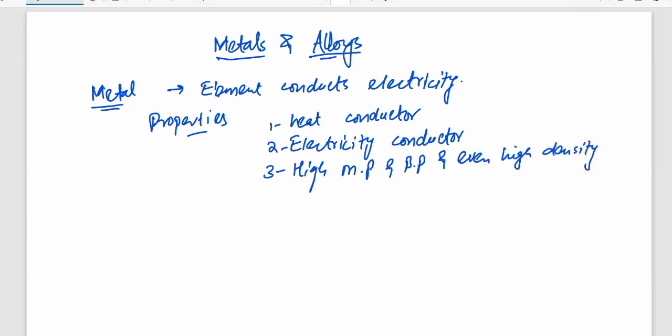Density means mass per unit volume. It's very dense. Its particles are arranged very closely, so they have much more mass per unit volume. And the fourth thing is that these are malleable. Malleable means when we hammer them, they convert into sheets. And ductile means when we draw them, they convert into wires. This is called ductility. Malleable and ductile.